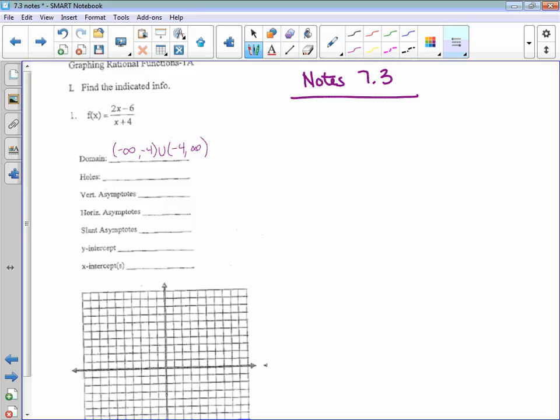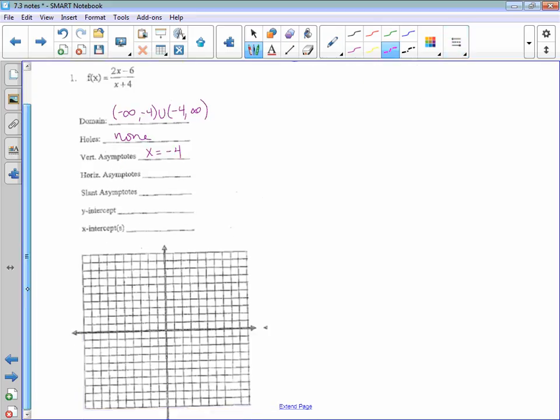So do we have any holes? An asymptote, you're right. So none on the holes, but we do have a vertical asymptote at x equals -4. So guys, you can go ahead and sketch that on your graph. Everybody with me on why it's -4? We're okay with that? All right. So vertical asymptote, 1, 2, 3, 4. Okay.